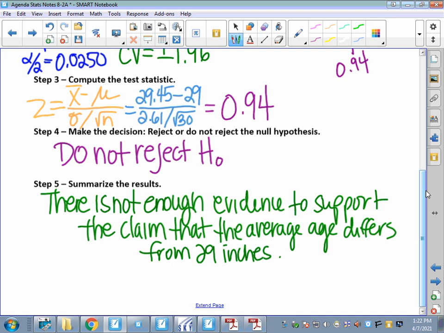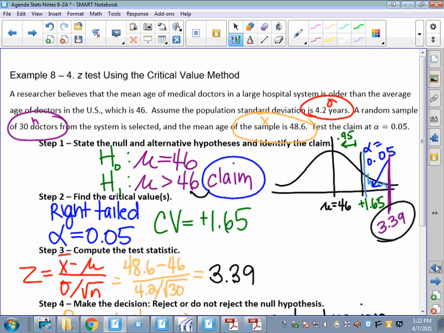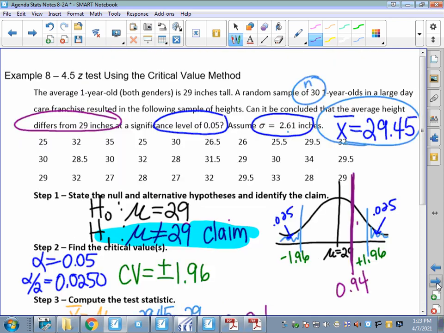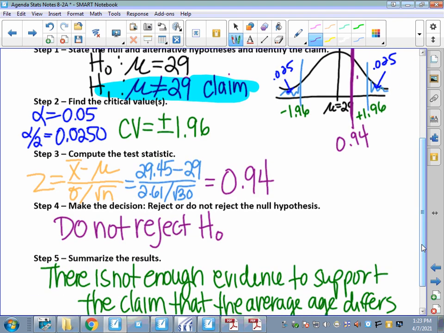Now I got to go back and look at that last problem and make sure that I did that right. If I rejected the H sub O in my claim, there is enough evidence to support the claim. Oh, I did that right. Sorry about that. So on this one, we didn't reject it. We liked this one, and our claim was the other. So there's not enough evidence to support the claim. We like H sub O.